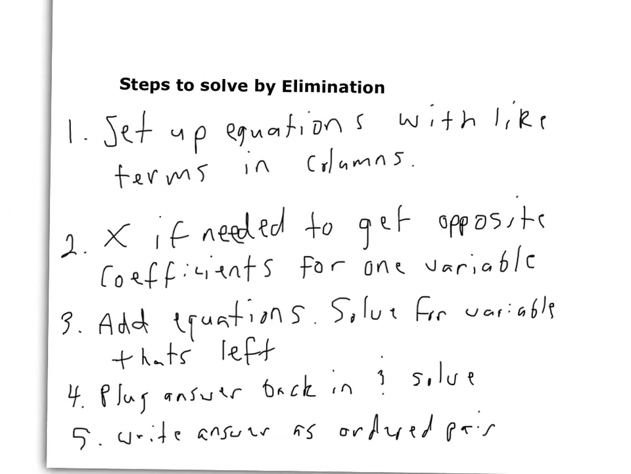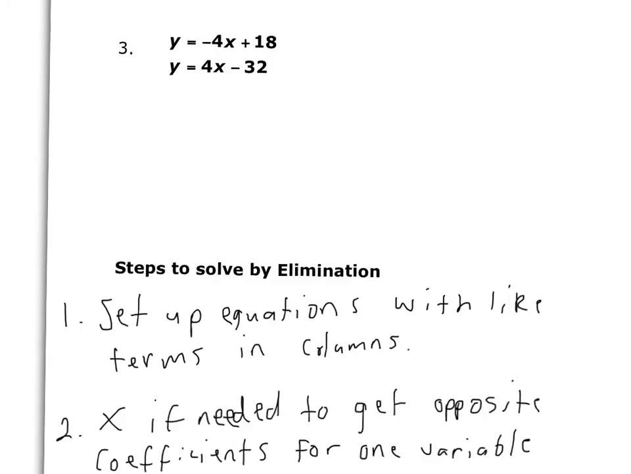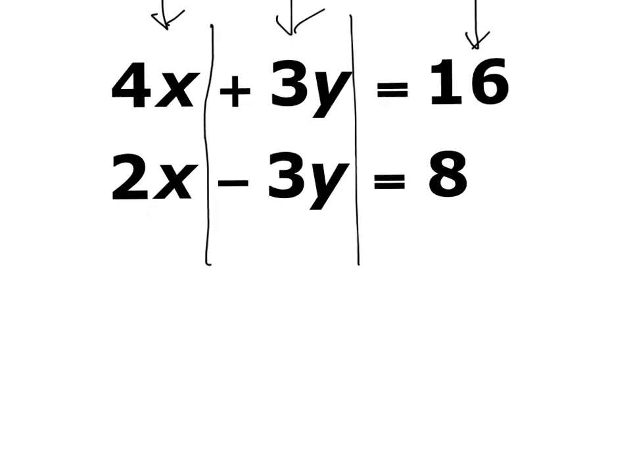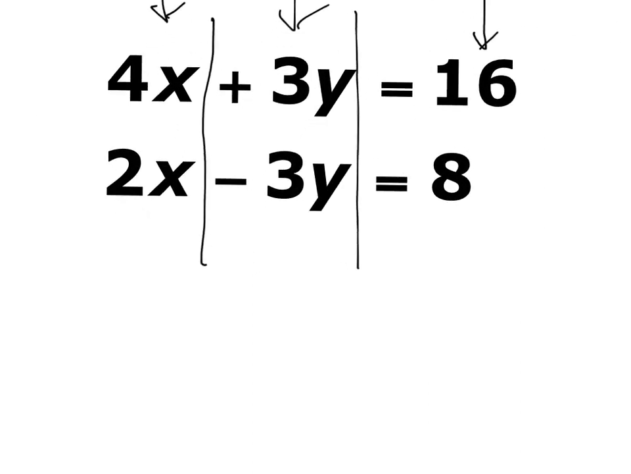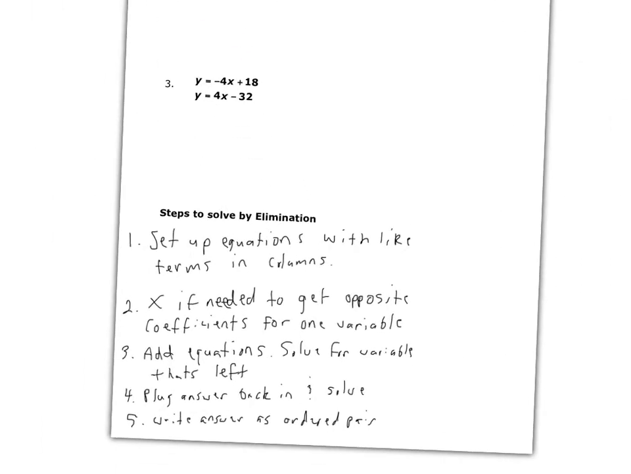Step 2 says, if needed, multiply to get opposite coefficients for one variable. On these equations, you're looking for the coefficients of one of the variables to be the same. Coefficients, remember, are the numbers in front of variables. One of the qualifications is that you have the same coefficient but opposite signs, and these are opposite. Because that's true, we can move to step 3.